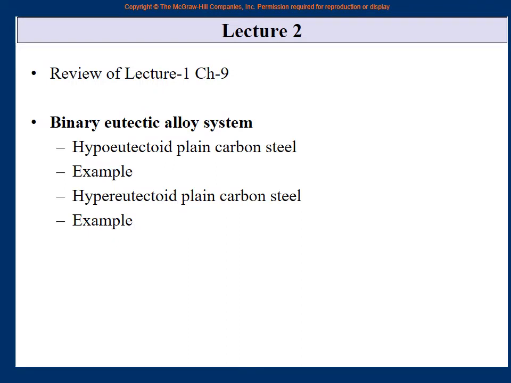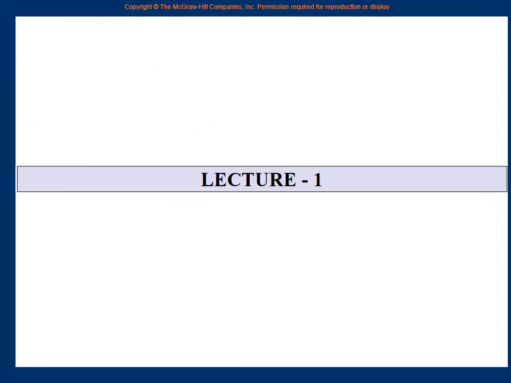As usual, we will quickly review what we covered in lecture 1, and today we will continue with the binary eutectic alloy system that we started last time. In that, we will do hypo-eutectoid plain carbon steel and try to do some examples on it. Then we will cover hyper-eutectoid plain carbon steel and again do some examples on it.